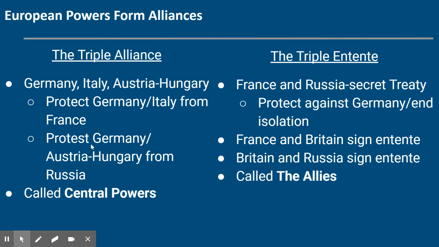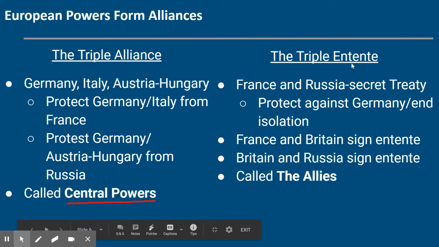It's also to protect, not protest, I'll change that to, protect Germany and Austria-Hungary from the growing power that is the Russian Empire. So it's a very defensive-based alliance, mostly led by Germany. From here on out, they are going to be called just the Central Powers. That's what we're going to refer to them. You won't really hear them called the Triple Alliance that much.